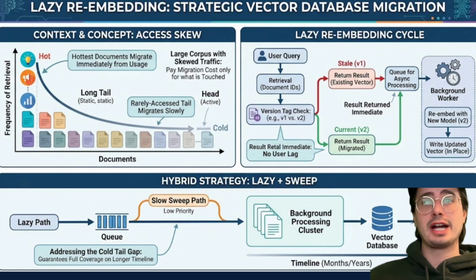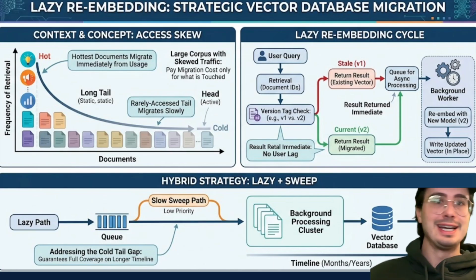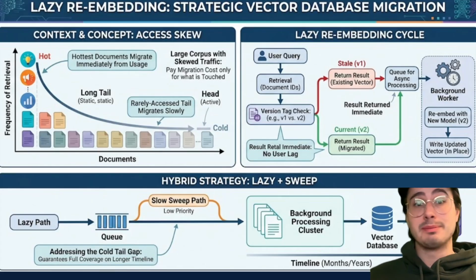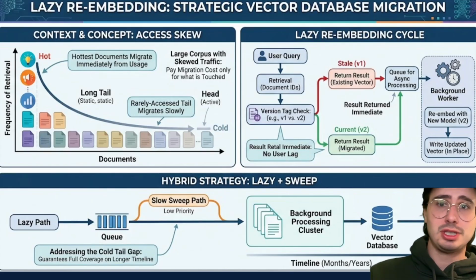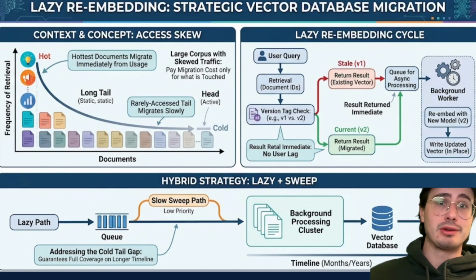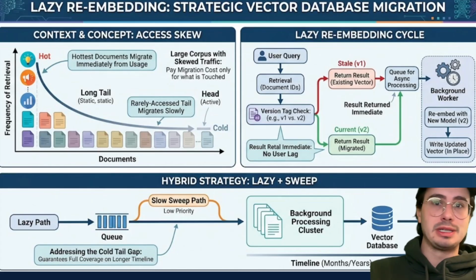Maybe you have a small fraction of documents that get retrieved constantly and a long tail that barely gets touched at all. So if that's your traffic shape, lazy re-embedding means your hottest, most queried documents will migrate almost immediately just from normal usage, while the rarely accessed tail migrates slowly, which is fine because it's barely being served anyways.